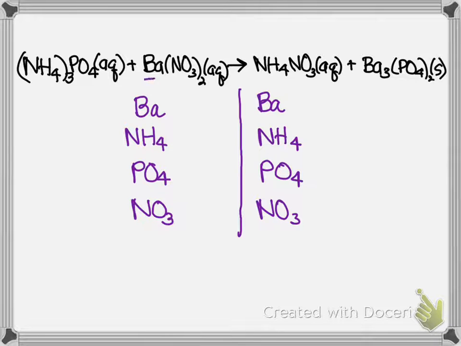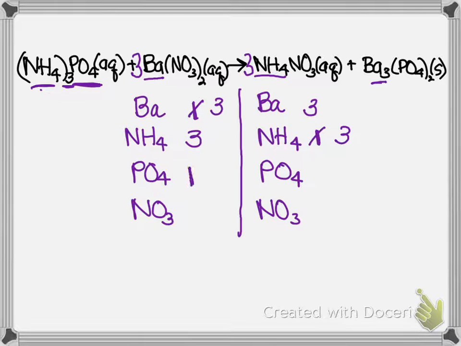So let's balance. So I see here there's 1 barium, but on this side there's 3. So I have to put a coefficient of 3 in front of the barium. All right. And then here's ammonium, and I see there's a parentheses with a 3. So there's 3 ammoniums. And this side there's no parentheses, so I know that means there's 1. So I would put a 3 there, coefficient. And then phosphate. So here's my phosphate, and I see that there's just 1. There's no parentheses. And on this side, it's hard to see, but that's a 2.